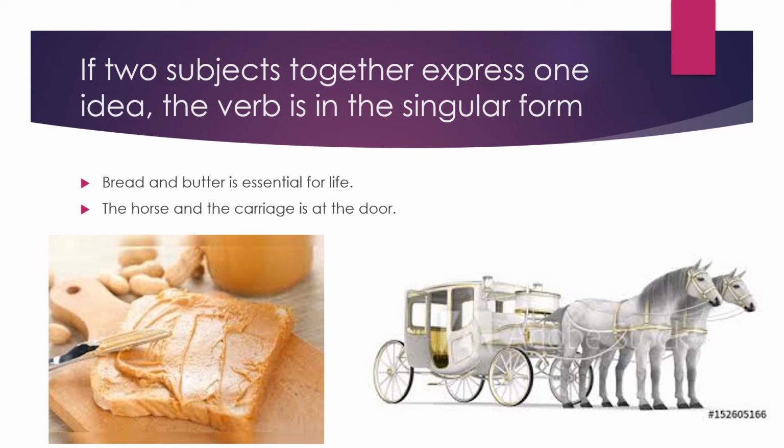So whenever you have two singular nouns being joined by the word "and," but these two singular nouns are pointing out at one common thing, idea, or a person, in that case always we'll be taking the verb which is singular with them.